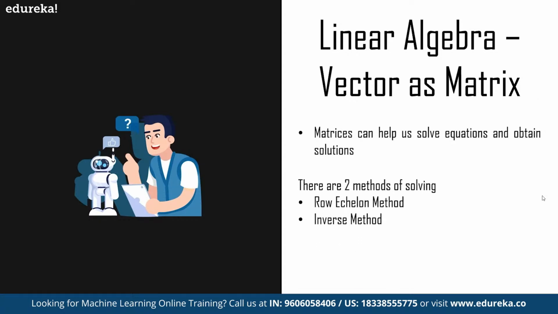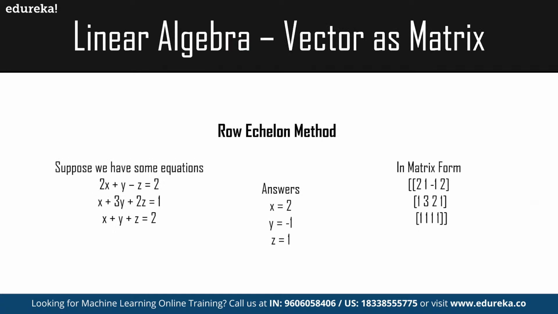And as we discussed, there are two ways. We have the row echelon method and then we have the inverse method. So the row echelon method is basically, let's say, if we take some vectors in the linear equation form, like we had 2x plus y minus z is equal to 2, x plus 3y plus 2z is equal to 1, and then we have x plus y plus z is equal to 2.